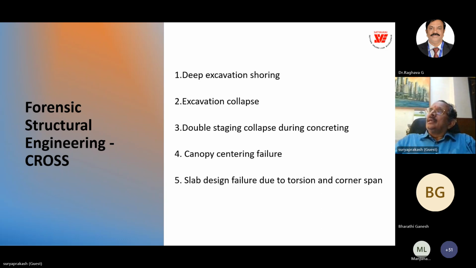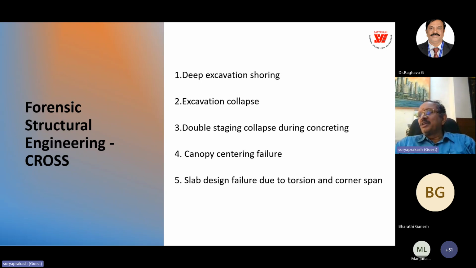So, deep excavation. First, when we talk about excavation nowadays, in most of the cities we have construction going below ground up to 5 floors or even 8 levels of parking, which requires deep excavation and which requires shoring. And if we don't do proper shoring, the problem starts there. So I'll share some of the cases.